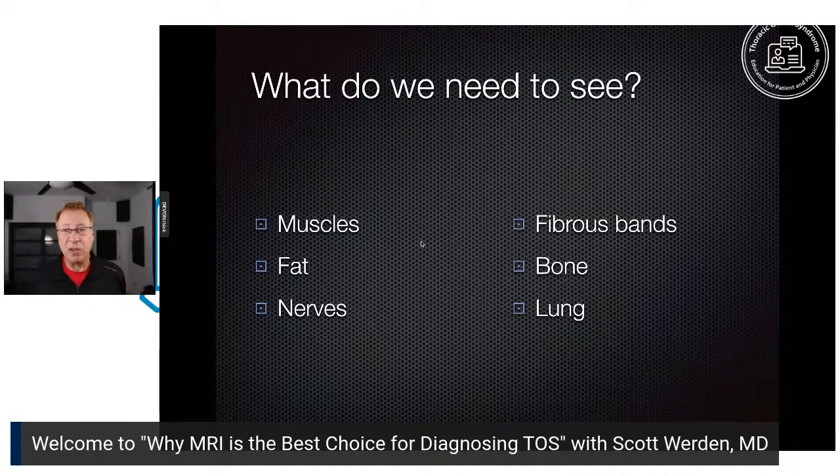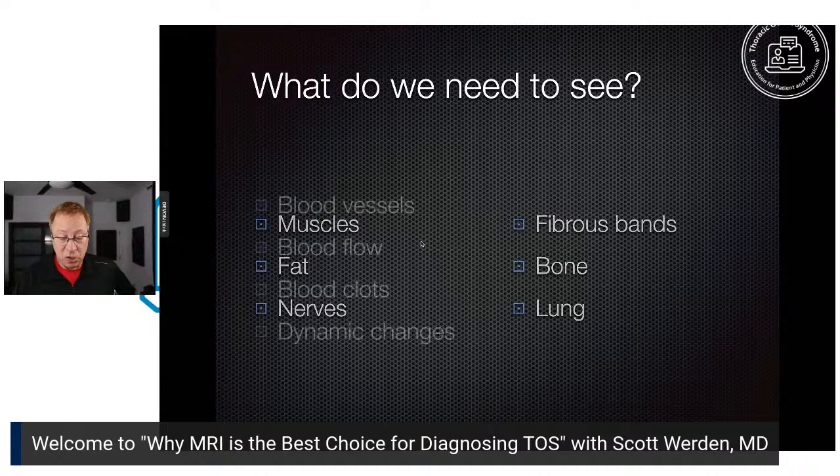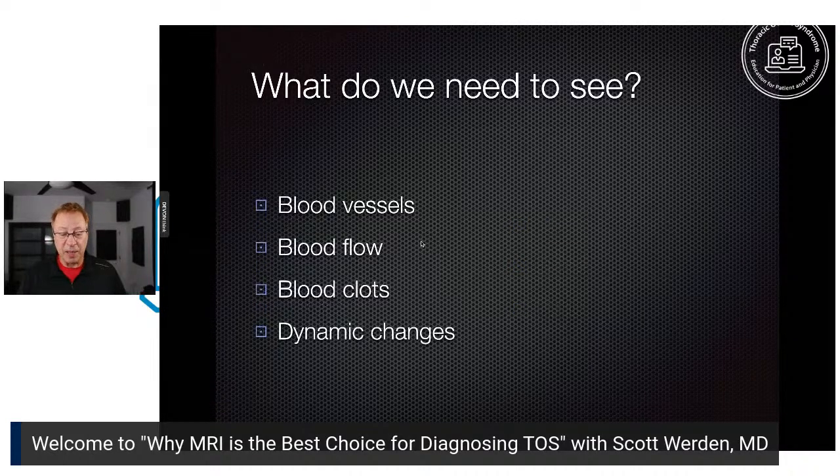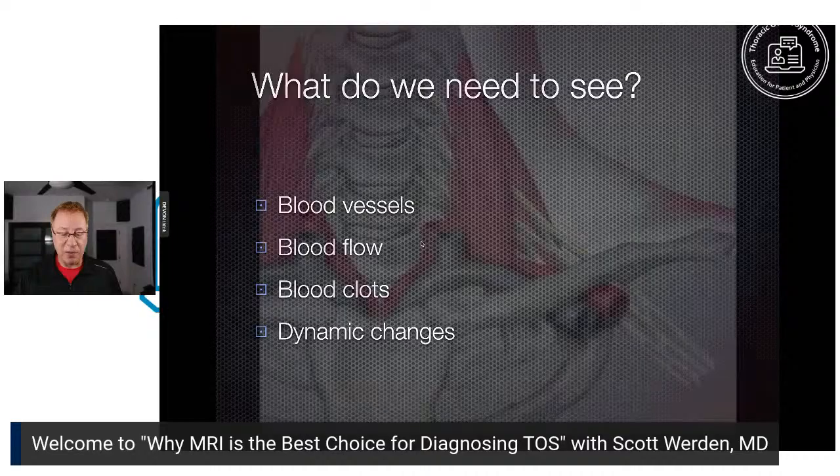Well, the thoracic outlet, as I've demonstrated to you before in these talks, there are muscles, there's fat, there's nerves, the big brachial plexus, there's fibrous bands that show up, there's bone, there's lung. There's also blood vessels, and in those blood vessels, we have different types of blood flow. We can form blood clots. And there are finally dynamic changes. When you move your arms, what happens to your thoracic outlet on each side? So those are things we need to see to be reasonably accurate and helpful diagnosing TOS. And as I said before, what type of TOS do you have?